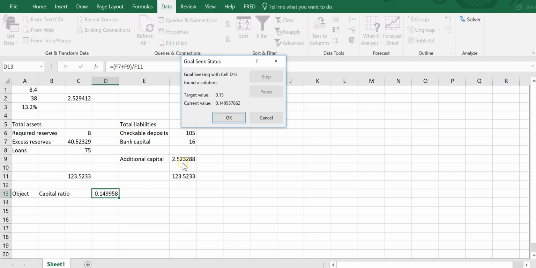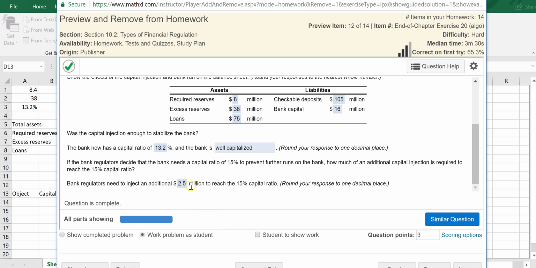All right, so you see that now Excel has basically calculated this additional capital in order to meet the capital ratio requirement. The target value is 15%, and the current value has a slight difference, but I think that's within the tolerance level. When the additional capital is equal to $2.5 million, this capital ratio will meet the target. And you can see that that's the same value as we just found by using algebra.